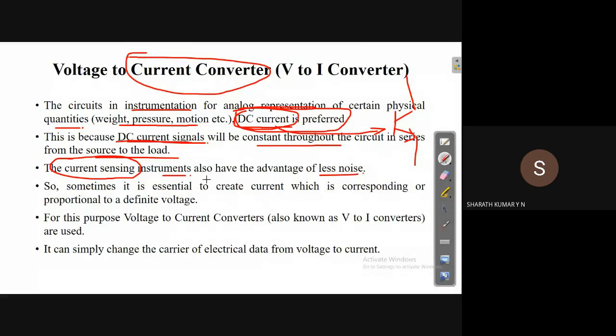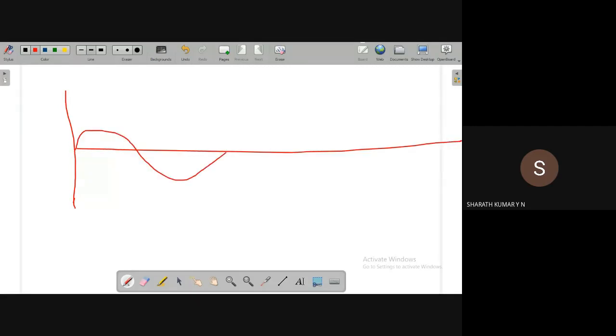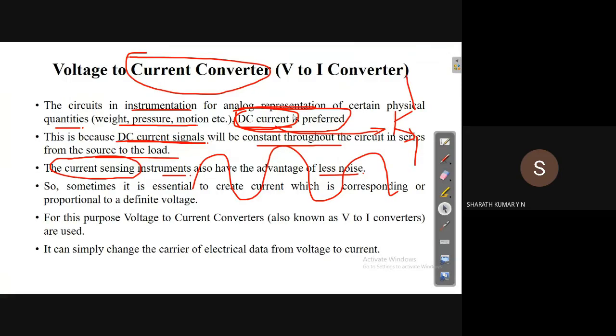The point here is, whenever we have an AC signal, a low frequency signal can be a message, but a high frequency signal can be noise. So if it is a current, there is no question of frequency, so no frequency, no noise. Thereby especially in current sensing devices, the current measurement method has an advantage over the voltage measurement method.